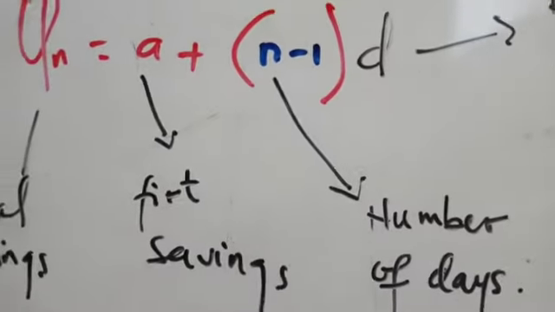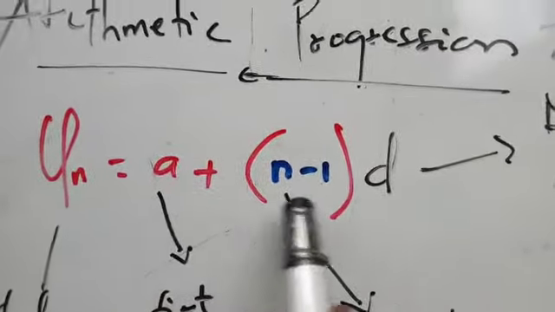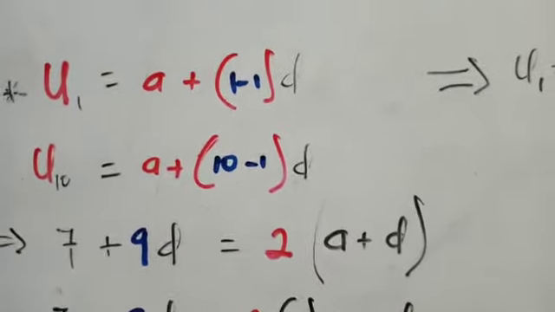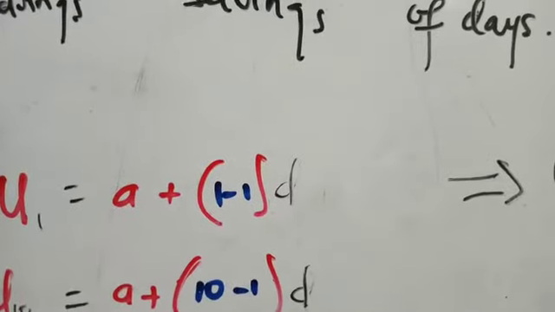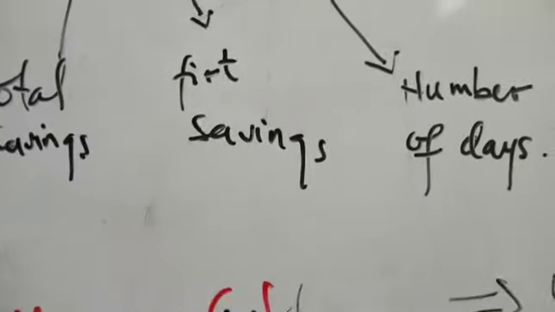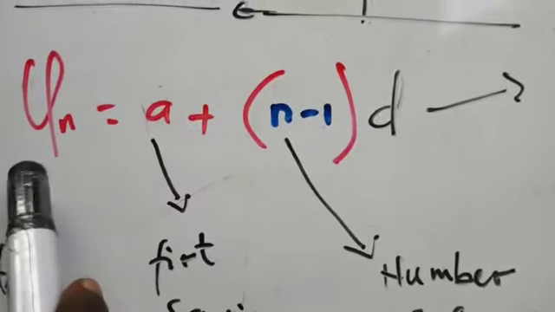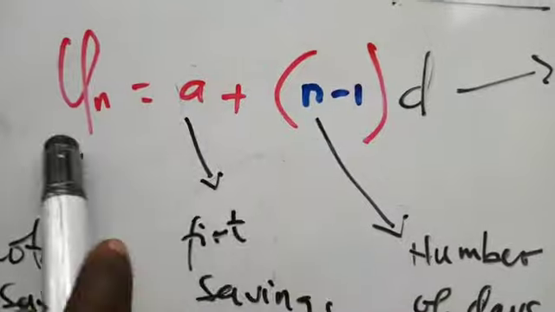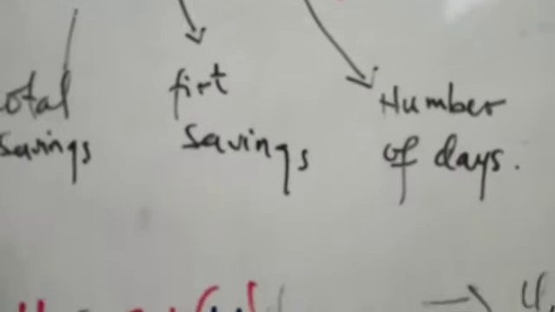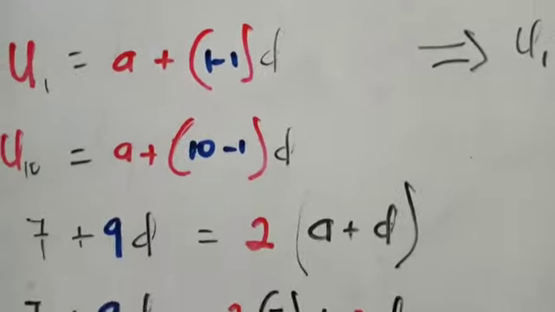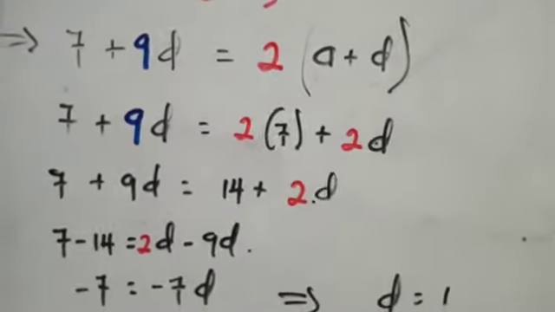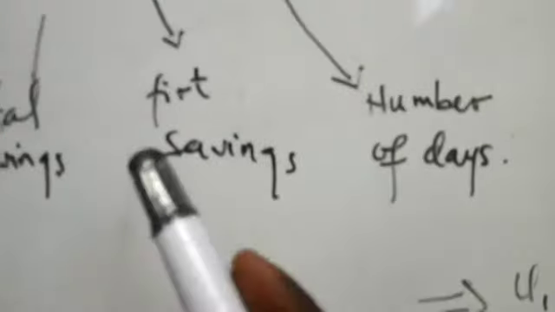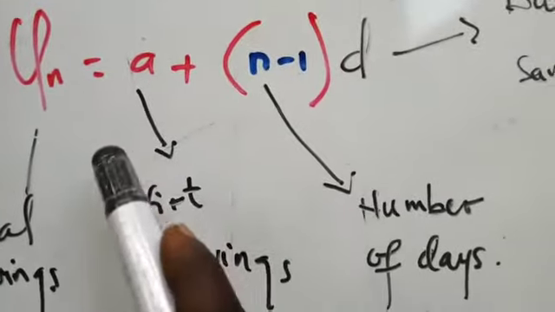Okay, let's use this question to see how we can demonstrate this. From the question, we were told that the first term of the AP, where AP means arithmetic progression, is 7. That tells you that whatever we are dealing with looks like this. So the first term is 7, meaning that your first savings here is 7.